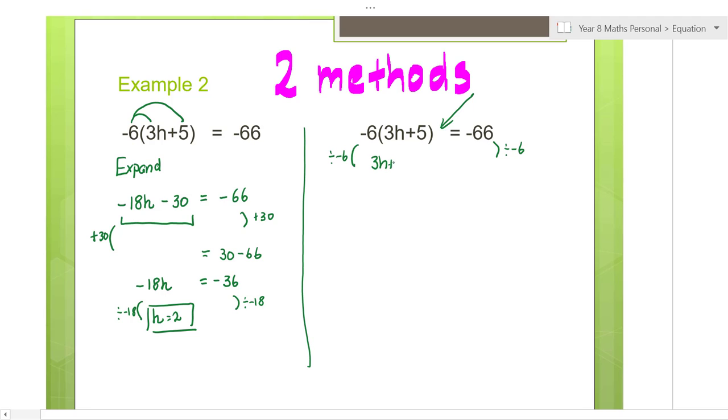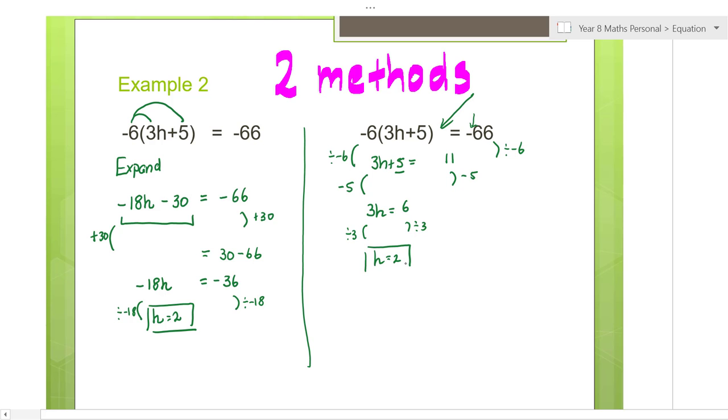We're left with 3h plus 5 on the left-hand side. We don't need a bracket anymore. And the same thing, that's going to be 66 divided by 6 is 11. A negative divided by a negative is a positive. So that's positive 11. Now, when I subtract 5 from both sides, because this 5 here is furthest away from the h, I want to get rid of that first. So we're subtracting 5 from both sides, which leaves us 3h is equal to 6. And dividing both sides by 3 gives us h is equal to 2.